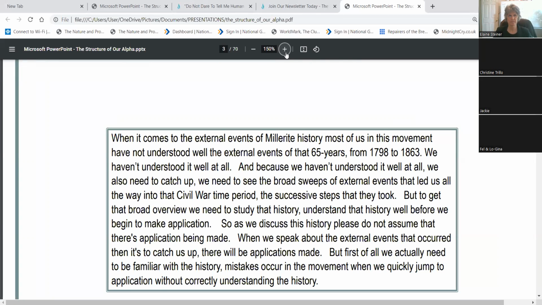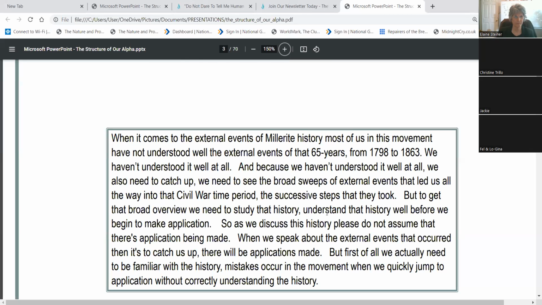When it comes to the external events of Millerite history, most of us in this movement have not understood well the external events of those 65 years from 1798 to 1863. We haven't understood it well at all. Because of that, we need to catch up. We need to see the broad sweeps of external events that led us all the way into the Civil War time period, the successive steps that they took.